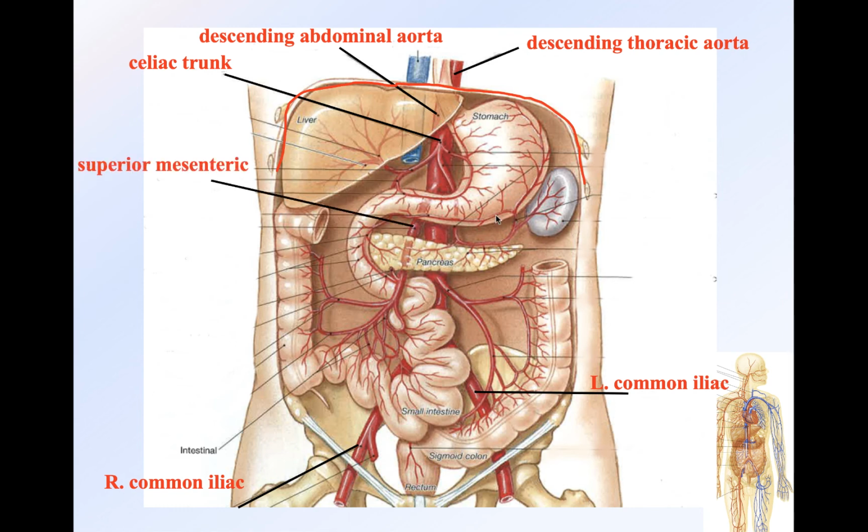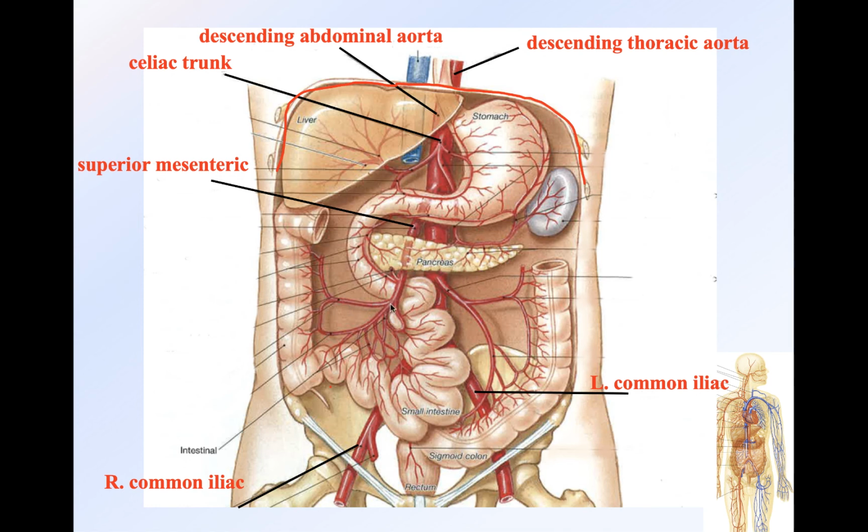Again, this is the superior mesenteric. And the superior mesenteric really serves all of the small intestine. They've kind of reduced the amount of space that the small intestine takes up for clarity. But the small intestine is going to fill up this whole space in here. But you can see all the branches that are going to first the duodenum and the jejunum and the ileum. Okay. And then it also serves much of the large intestine.